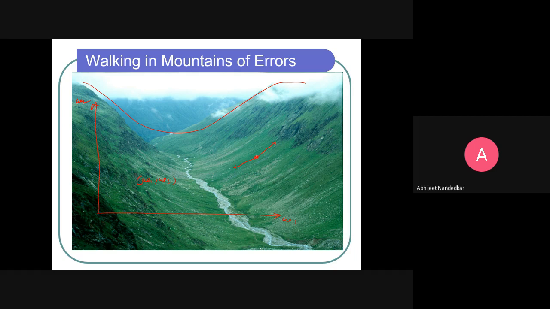Suppose I am standing here, then maybe this much is the error. If I climb like this, the error keeps increasing. So when I take the gradient of error at this position, it will give me this direction. But if I take the negative gradient, I will get this direction. Since I want to minimize my cost, I will take the negative gradient. So the basic principle is to go with the negative gradient of error.